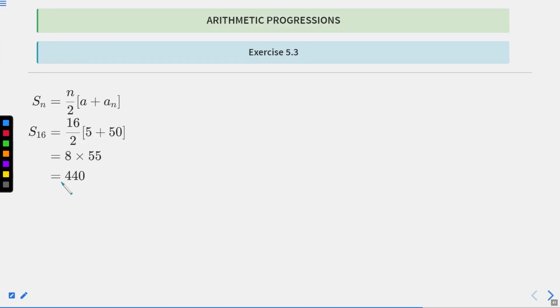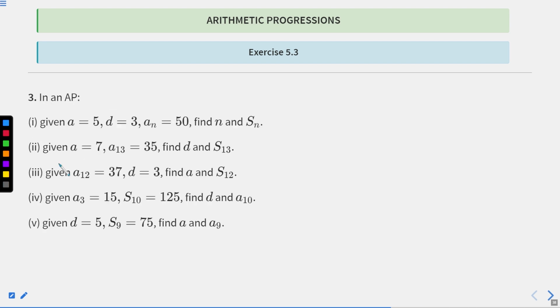So we know that Sn is equal to n by 2 times A plus An, and here now S16 is equal to 16 by 2 times 5 plus 50, that is equal to 8 into 55, that is equal to 440.